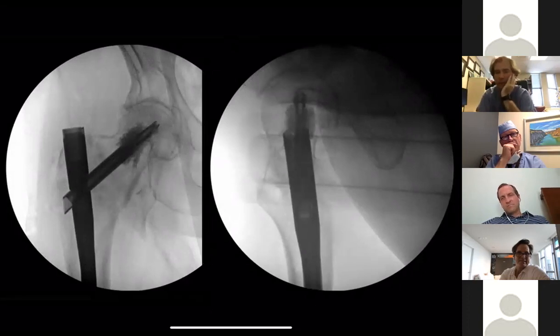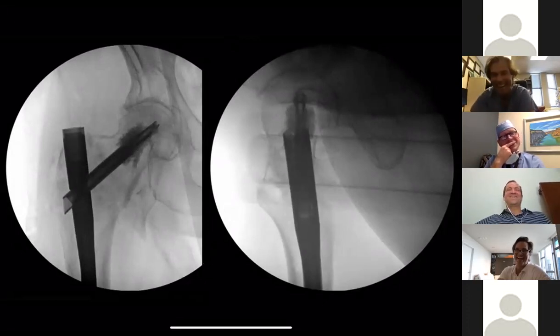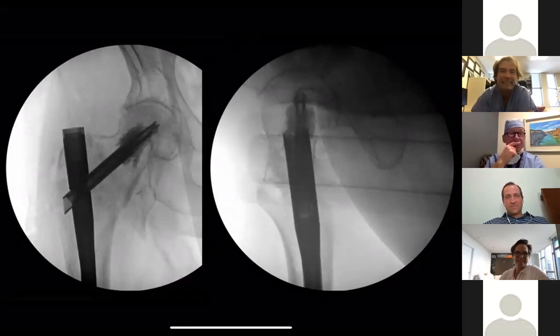Tom, would you leave the OR with this? Well, it has cement in it now. Come on. Good point. I mean, it's a little varus, right? I mean, this is not horrible.